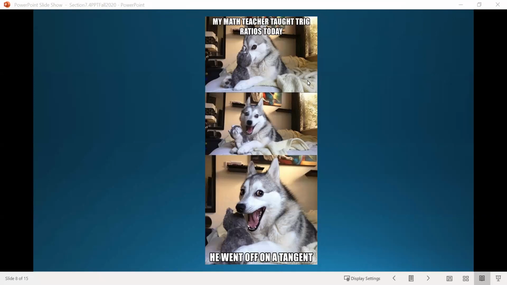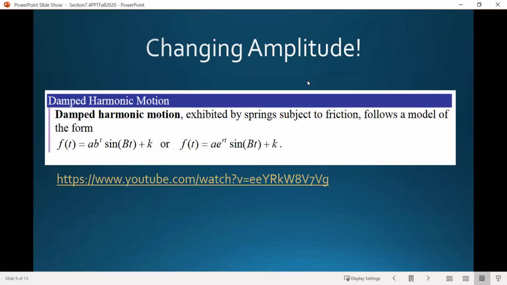So we've been looking at changing midlines in the last couple of videos. Let's look now at what happens if we have a changing amplitude. Changing amplitude comes up in the context of what we call damped harmonic motion, which is basically motion exhibited by springs subjected to friction.